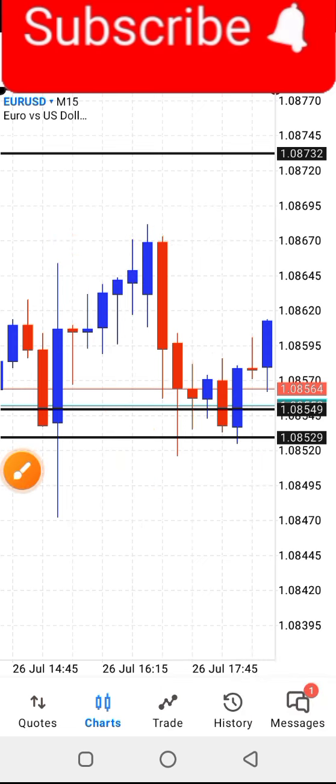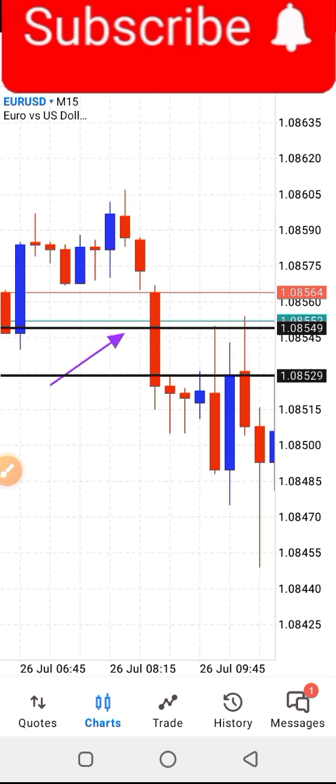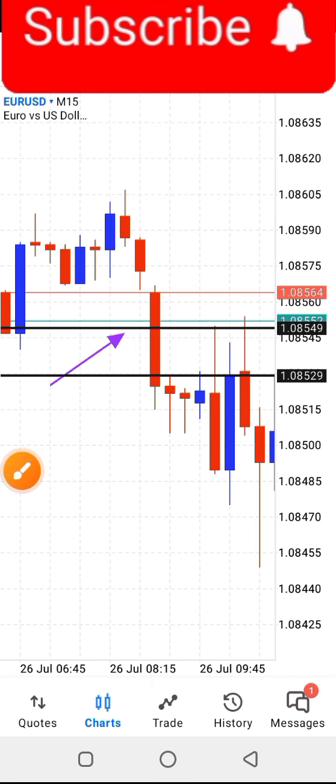Very simple. I have a few examples so you get to understand what I'm talking about. Okay, so look at this one. This is the very first example I have for you. As you can see, this structure, which is a low, was broken with displacements to the downside, leaving behind an FVG. FVG simply means fair value gap. Okay, so if you don't know what fair value gaps are, you can check my videos on fair value gap. Just go to my playlist. You are going to see videos on fair value gap.